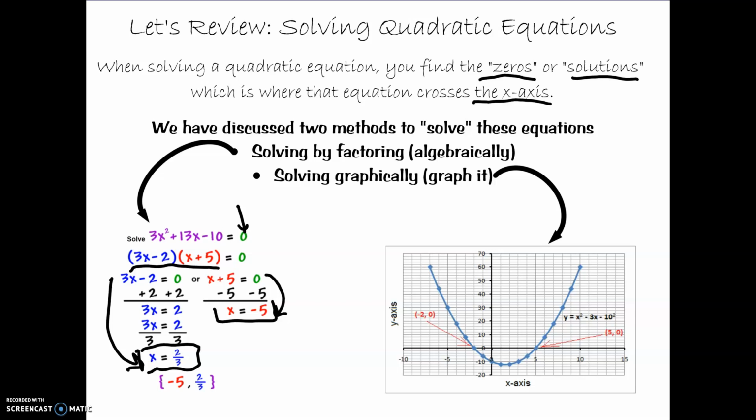Another method we talked about was solving by graphing. All you do is graph the quadratic equation and look for the roots, or where that graph crosses the x-axis. In this case, it crosses at the points (-2, 0) and (5, 0). So the solutions are x equals -2 and x equals 5.